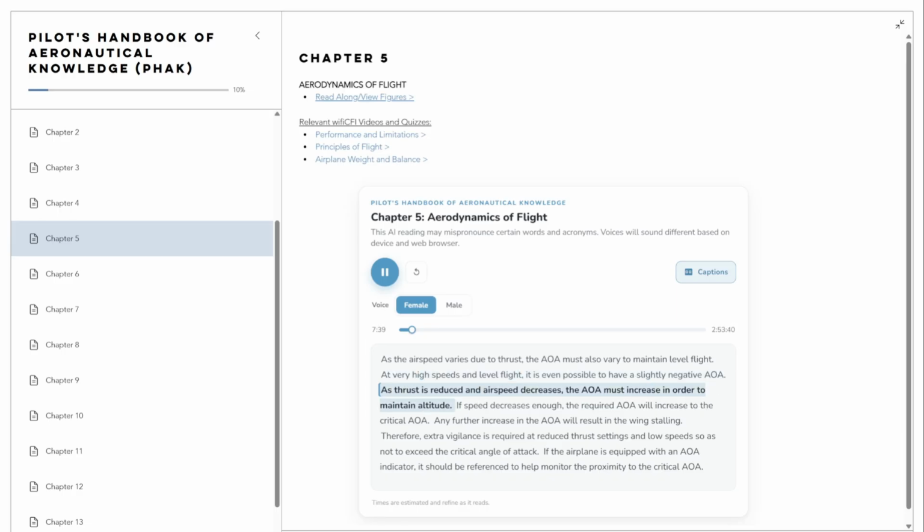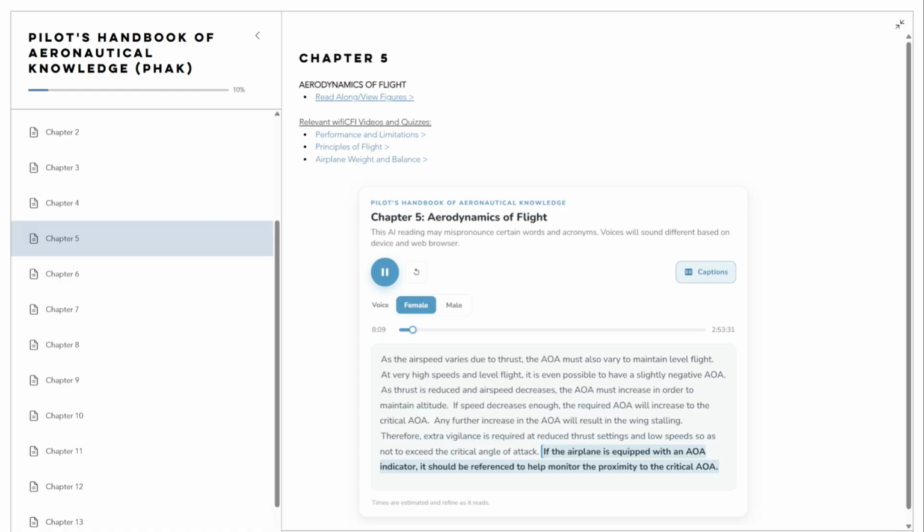As thrust is reduced and airspeed decreases, the AOA must increase in order to maintain altitude. If speed decreases enough, the required AOA will increase to the critical AOA. Any further increase in the AOA will result in the wing stalling. Therefore, extra vigilance is required at reduced thrust settings and low speeds so as not to exceed the critical angle of attack. If the airplane is equipped with an AOA indicator, it should be referenced to help monitor the proximity to the critical AOA.